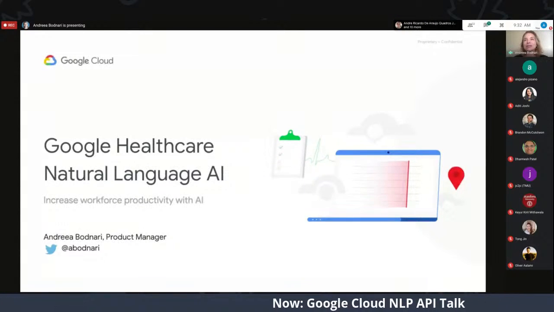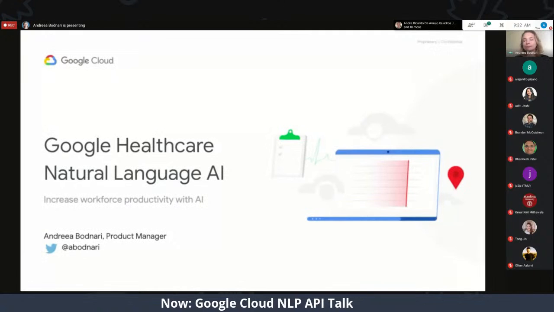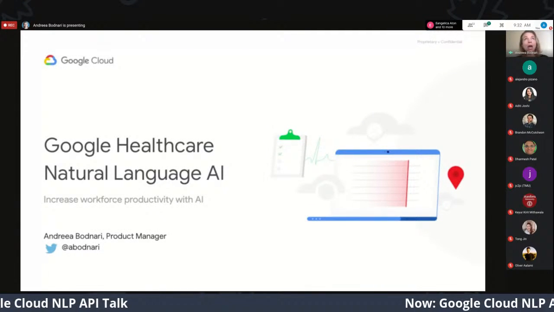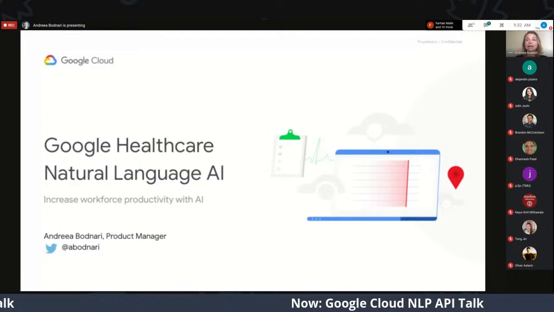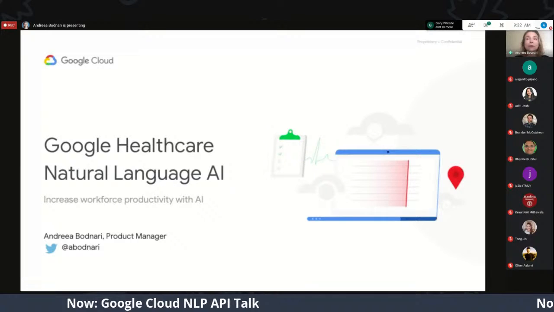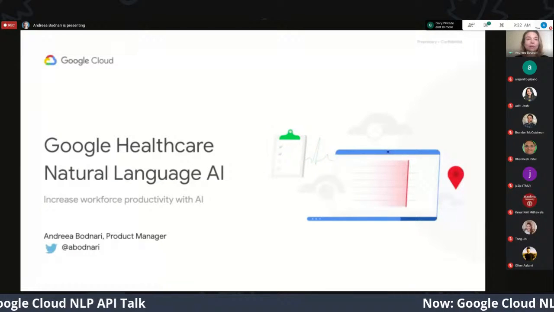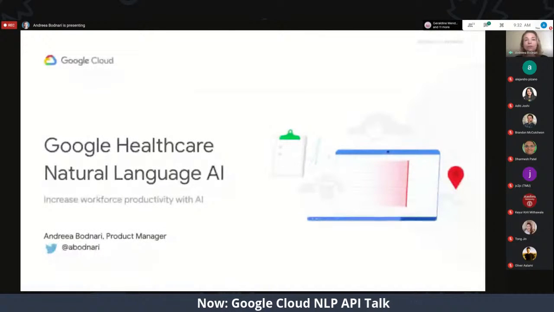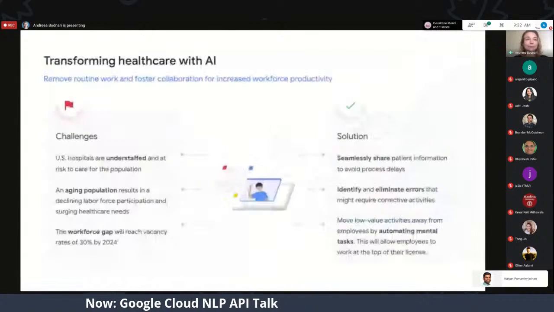So I thought I'd take you through a couple of building blocks we developed at Cloud AI to automate how information gets extracted from medical text. I'm going to talk about the Google Healthcare offerings for natural language, and the goal of these offerings is to increase workforce productivity with AI.